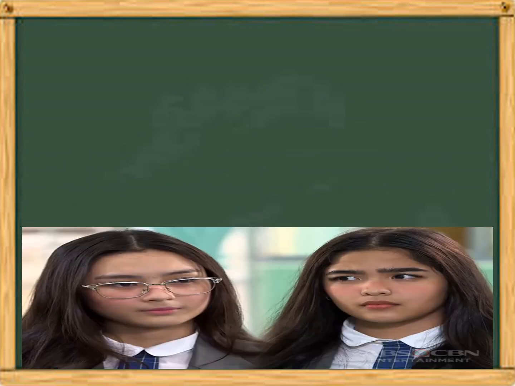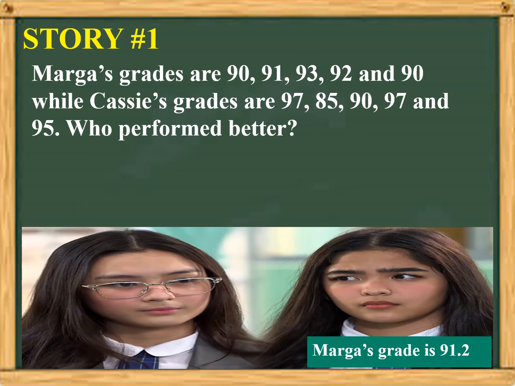So now let's have this activity, and this activity is called Story Time. Why? Because we're going to talk about Marga and Cassie. So here's now story number 1. Marga's grades are 90, 91, 93, 92, and 90, while Cassie's grades are 97, 85, 90, 97, and 95.